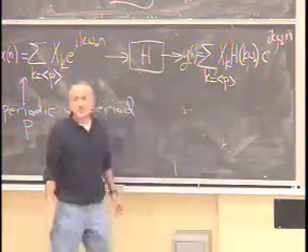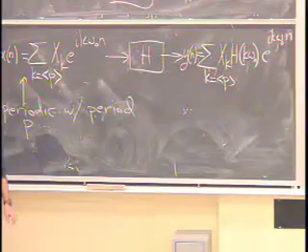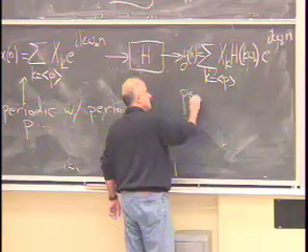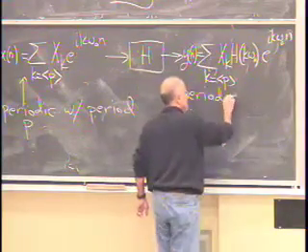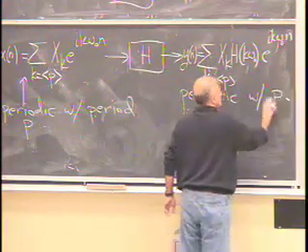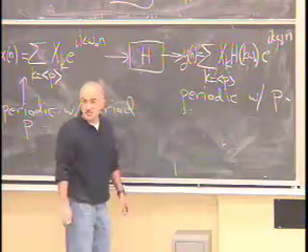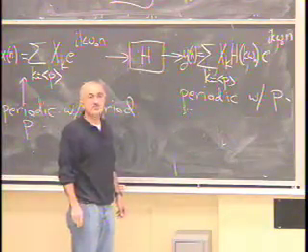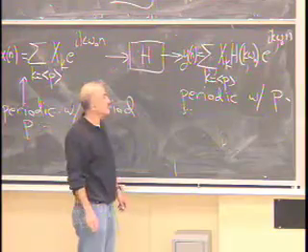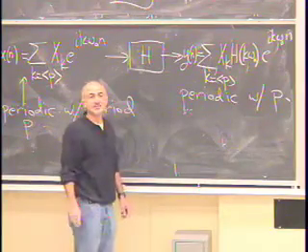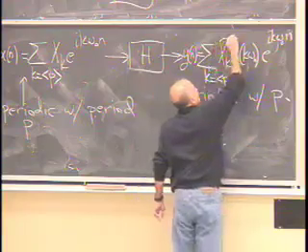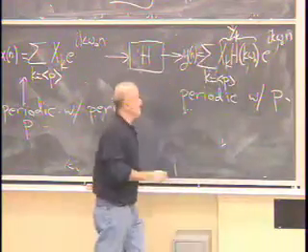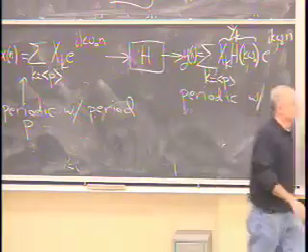What can you tell me about y of n? Periodic with p. And if it's periodic with period p, it's got to have a Fourier series expansion. Can you tell me what the coefficients are in the Fourier series expansion of y? It's right there, staring at you.